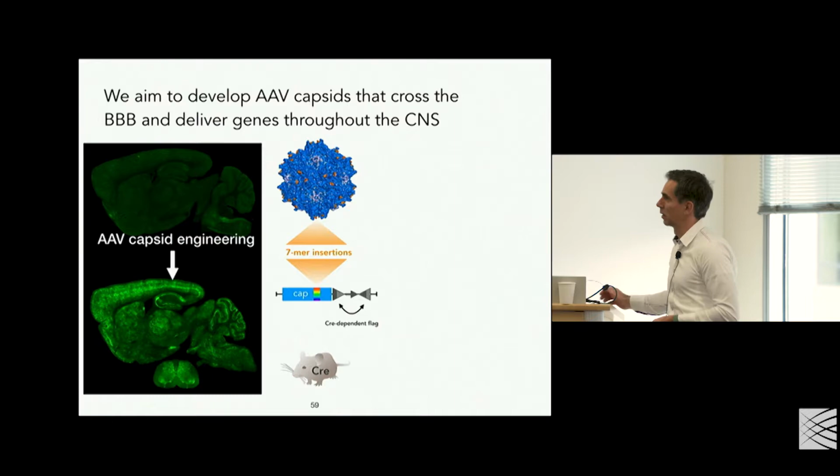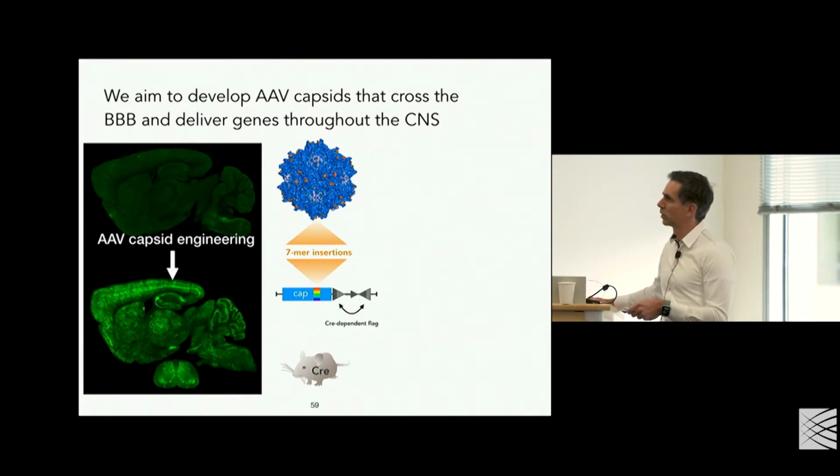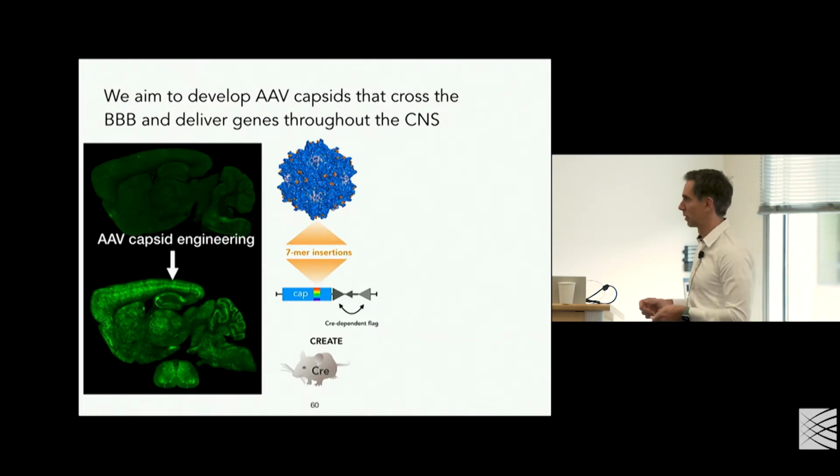And we've done this, just to go over it briefly, using a system that we call CREATE, which is basically leveraging the power of all the Cre transgenic lines that are available. We can make a library of viruses that has a Cre-dependent switch in it that allows us to flag the viruses that get into a specific cell type of interest. Within this system, we can build libraries of millions of different viruses that have 7-mer peptide insertions on their surface and select for the ones that get into specific cell types. And this is how we identified the PHP.B viruses.